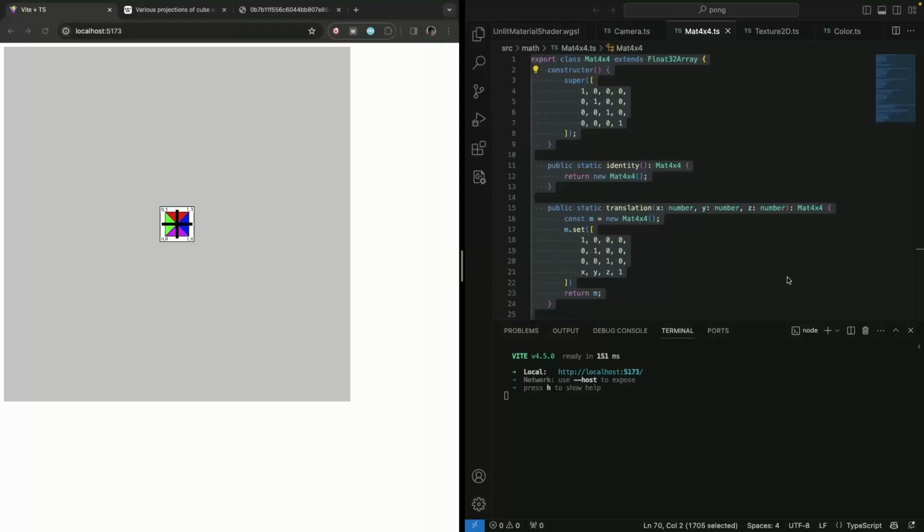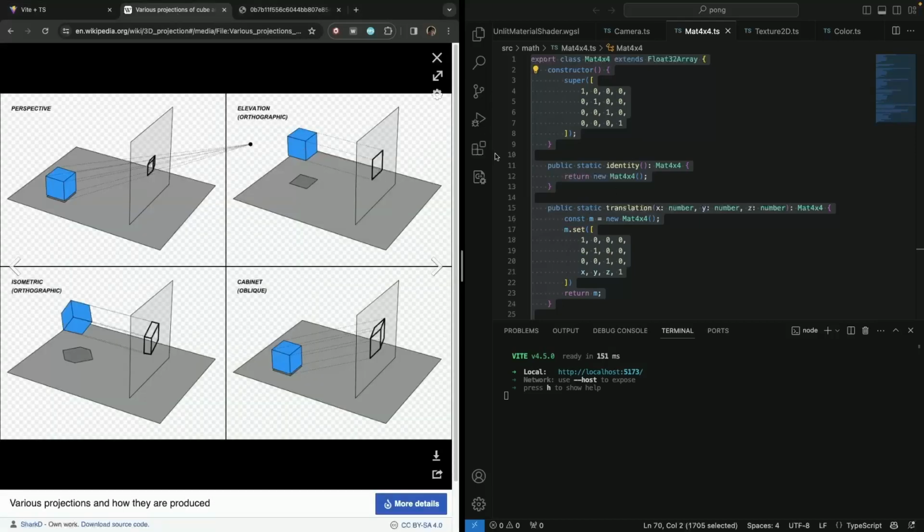Hi and hello everyone. So last time we left off with our orthographic projection where we learned how to map from one space to the other. And now we're going to learn all about perspective matrix. So what's the perspective matrix? Well, it's a matrix that essentially has a depth to it.